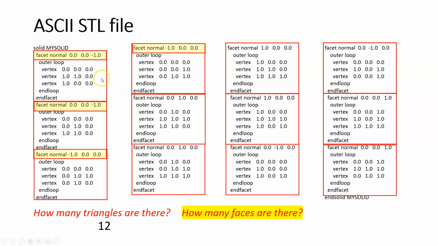All right. So you see here that we have two normals facing in the negative z direction. We have two normals facing in the negative x direction. Two normals facing in the positive y direction. Again, two normals facing in the positive x direction. Two normals facing in the negative y direction. And then two normals facing in the positive z direction.